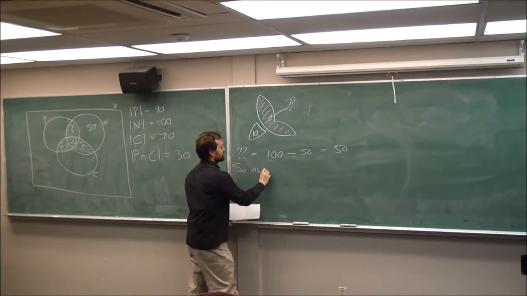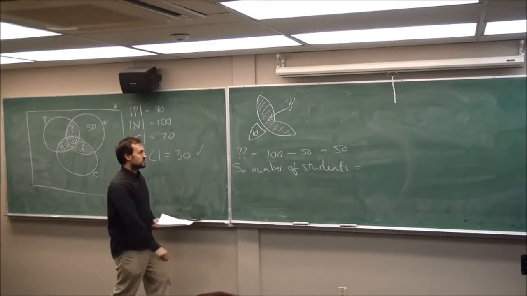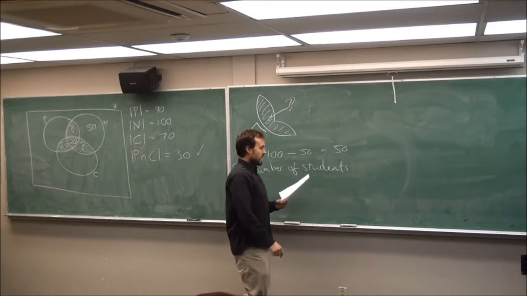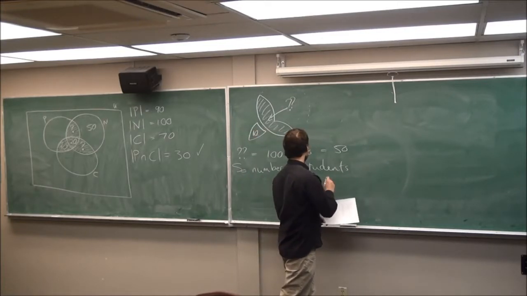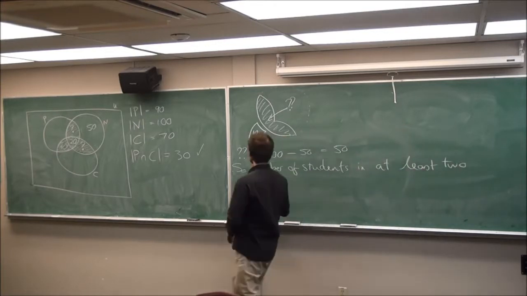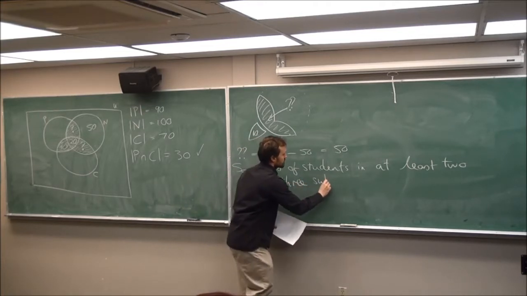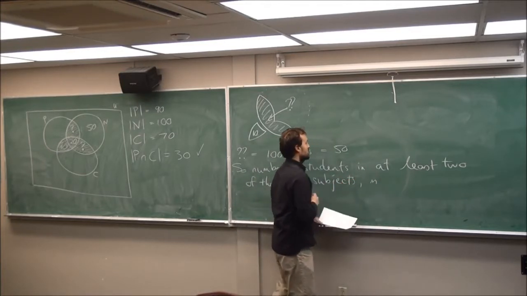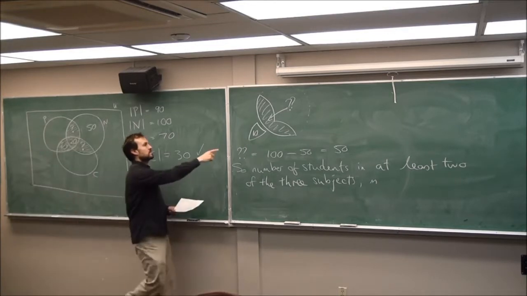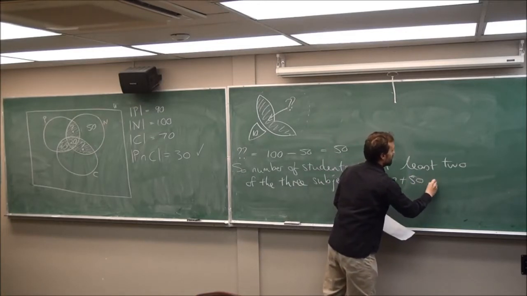So the number of students that they're looking for, let's make this a sentence right away from the end. The number of students that take courses from at least two of the three subjects, the number of students in at least two of the three subjects, is 10 plus 50. In other words, 60.